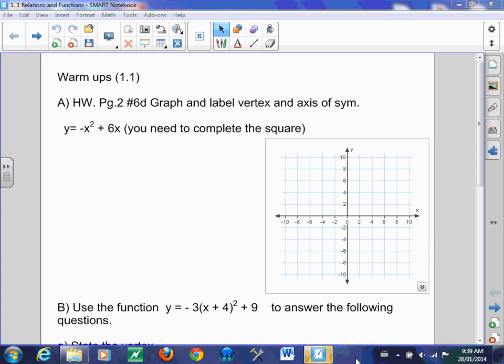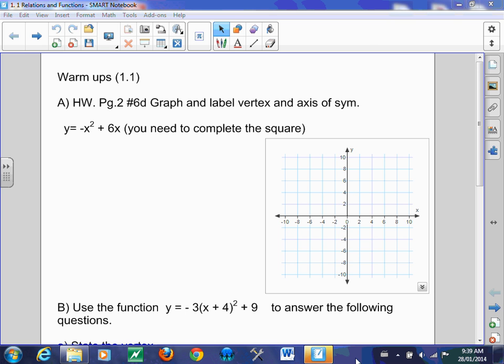Here we are on lesson 1.1, relations and functions. Sometimes we will do warm-ups. That's either to take a look at some homework or to go over some necessary steps to get us into being successful in today's lesson. First of all, we need to take a look at a question you may have had from last night's homework, which is page 2, number 6b: graph, and label the vertex and the axis of symmetry.